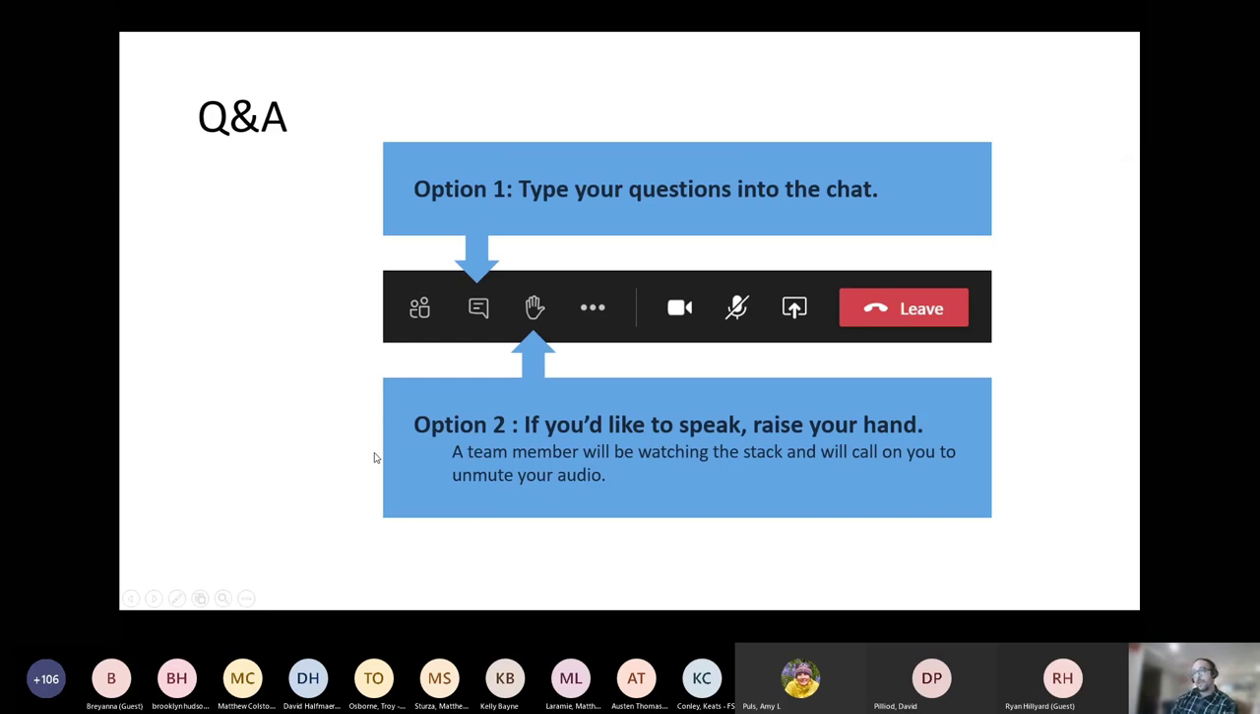And then when we get to our question and answers, there's two ways that we're gonna work on this. If you have a question, you have the option to type your question into the chat, which is that little bubble feature, or you can raise your hand and then we'll call on you and you can unmute yourself and ask the question through the audio. We will be checking the chat throughout the presentation. So if you have a question early on, we'll probably see it and find it. But if you want to add it again later, if we haven't answered it, feel free to do that too.